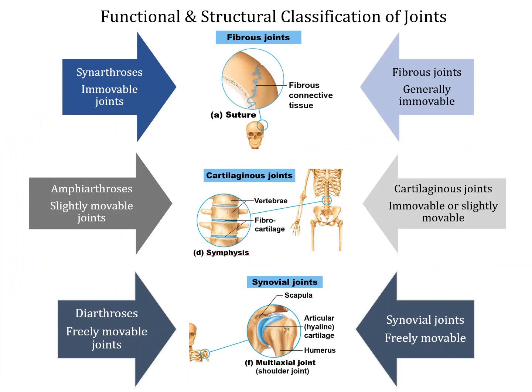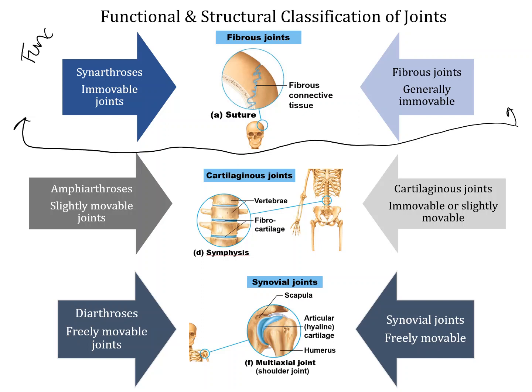All right, next we get to our functional and structural classification of joints. So how I did this is I put these all in one kind of graph together. So we're going to start looking at this top group, which I'm going to actually draw a line right here separating them. We're going to start looking at this top group. And when we look at this side is functional. This side is structural. Okay, for the different classifications.